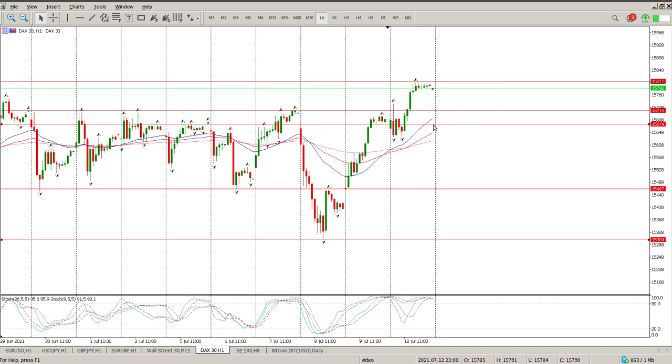So I'd want to see price come back onto here, and if it can hold and we can get a second day above the 1 hour moving averages, there's definitely opportunity there.